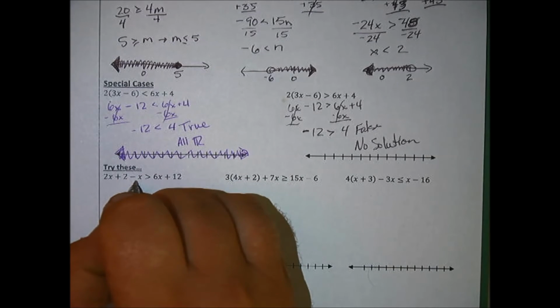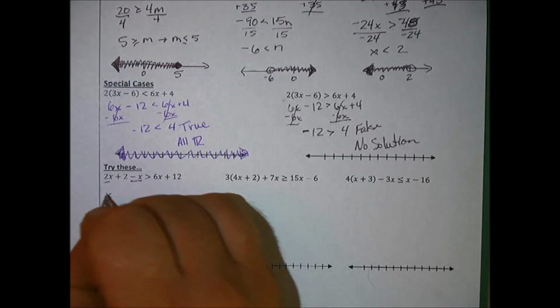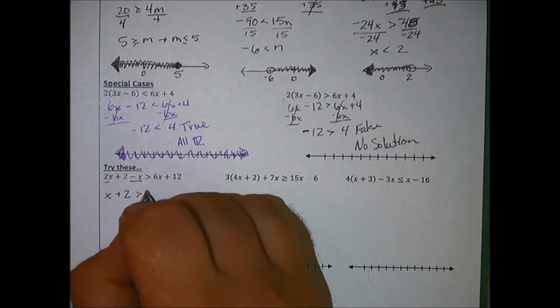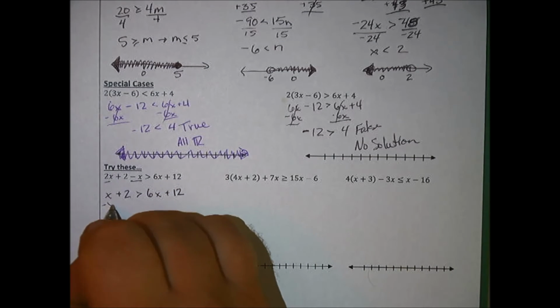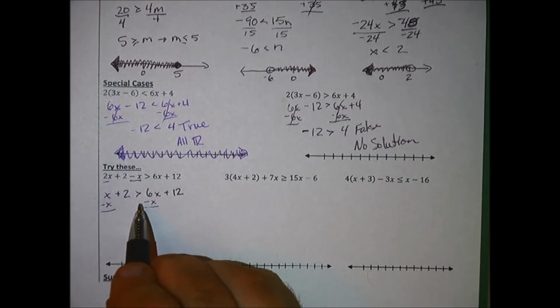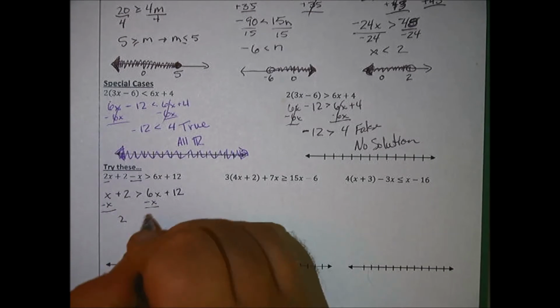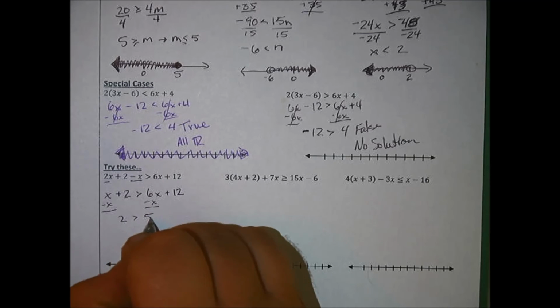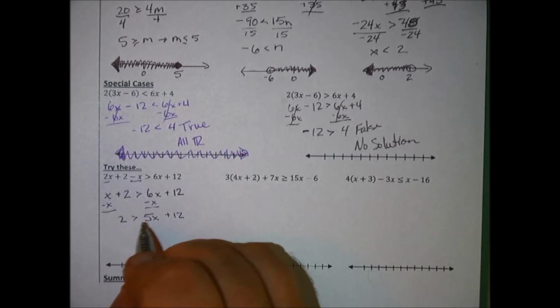First thing you should have done was to combine like terms. I have a negative x and a positive 2x. That's going to give me a 1x plus 2 greater than 6x plus 12. I'm guessing a lot of people subtracted the x. You could have subtracted the 6x, but I am always going to move the smallest one. Notice I said that when we had a variable on both sides when solving equations. I'm saying the same thing again because now it's really important. What do I get here is I get a positive 5x.